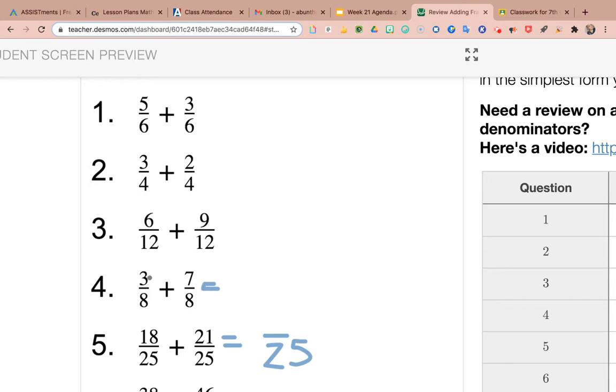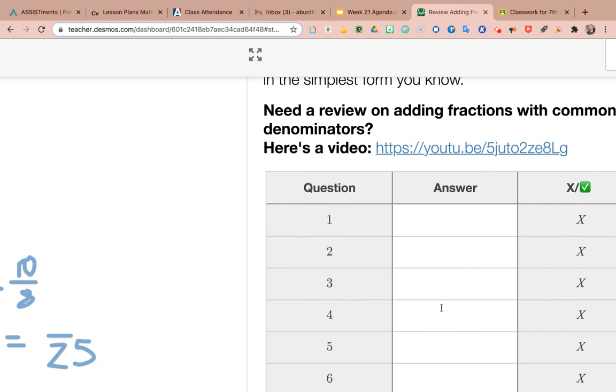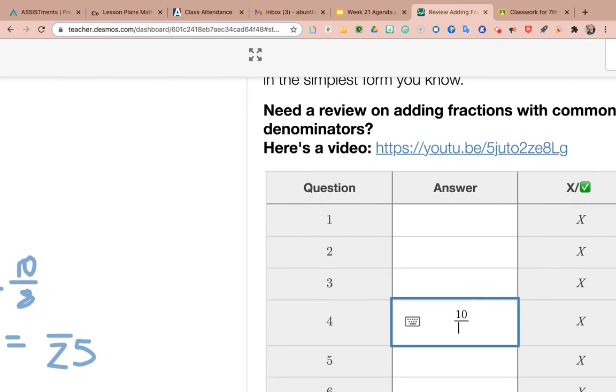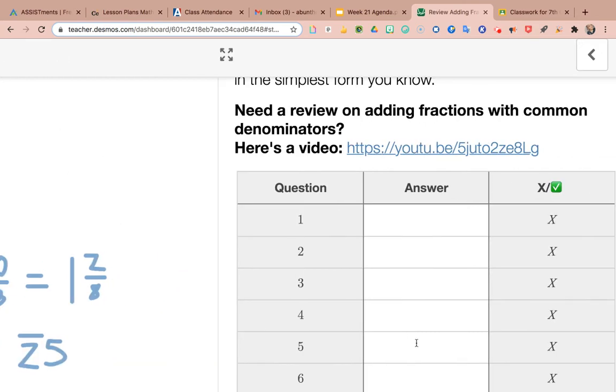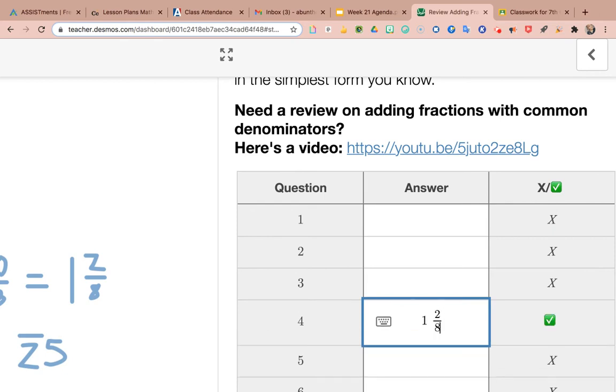So for instance, this is 3 plus 7, and then I keep it out of 8. I do not add the bottom. I never add the bottom. So 10/8, I can put it in number 4 as 10/8, but I should try to practice, since the top number is bigger, making it a mixed number. So one group of 8 comes out of this with 2 left over. So I could write 1 space 2/8.